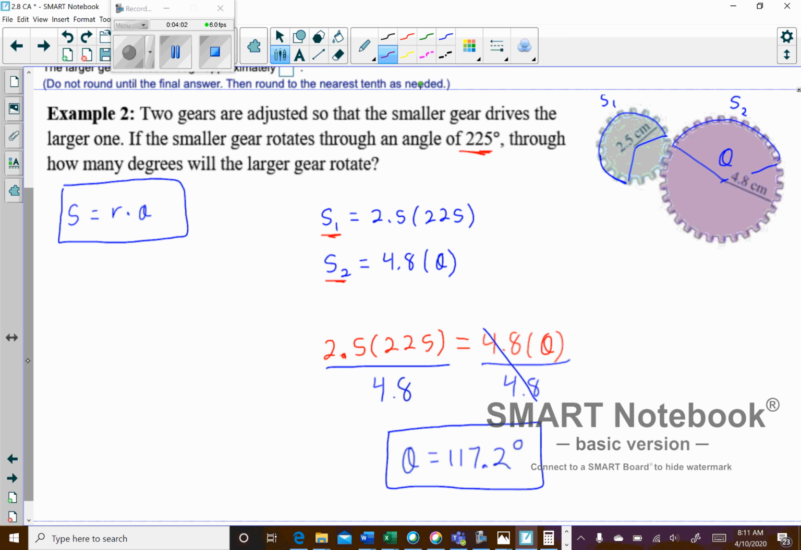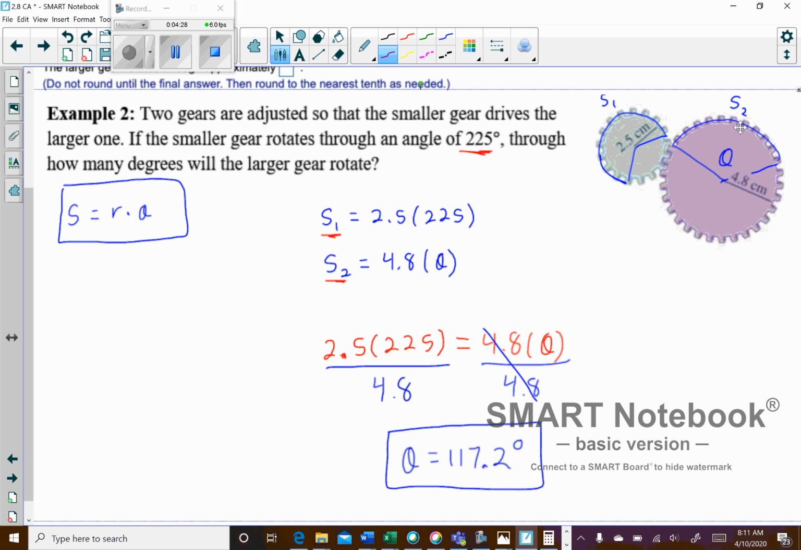So looking at this example, we have two gears adjusted so that the smaller gear drives the larger one. If the smaller one rotates 225 degrees, through how many degrees will the larger one rotate? Okay, so once again, the relationship they have here between the two gears is that the arc length is going to be the same.